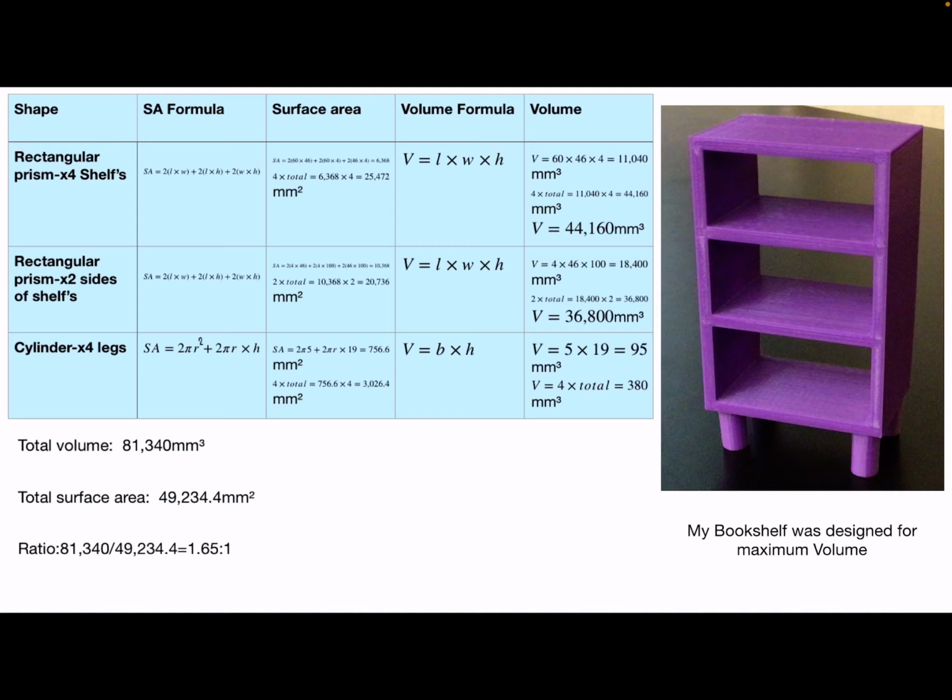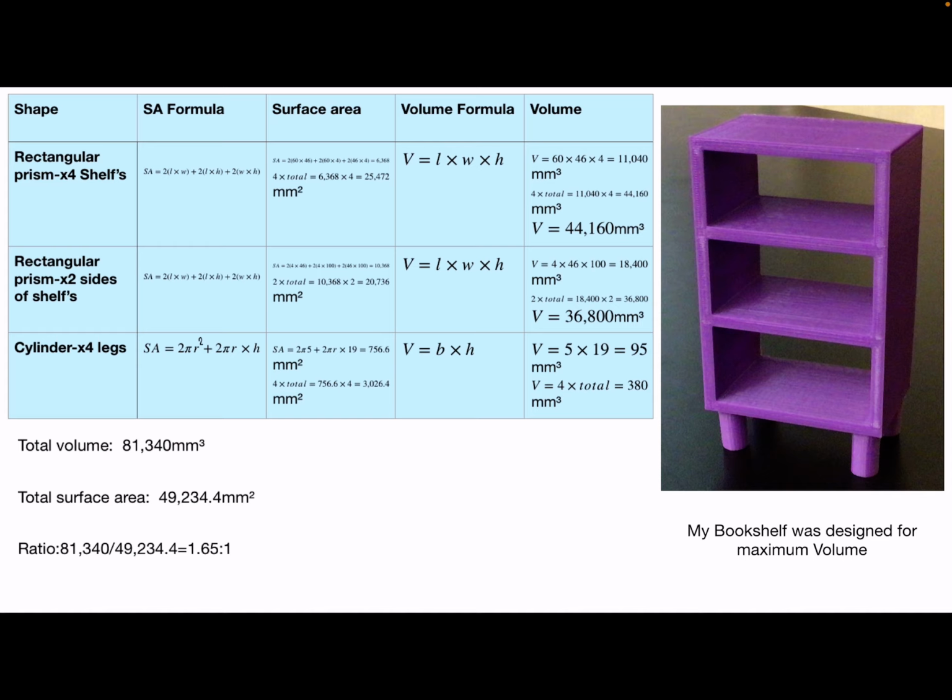which are the shelves. So the surface area formula that I used was just length times width times 2, plus length times height times 2, plus width times height times 2. And then the surface area equaled 6,368, but then that times 4, because there's 4 shelves, equaled 25,472 millimeters squared. And then the volume formula that I used was just length times width times height, and so that equaled 11,040, but then that times 4 equals 44,160 millimeters cubed.